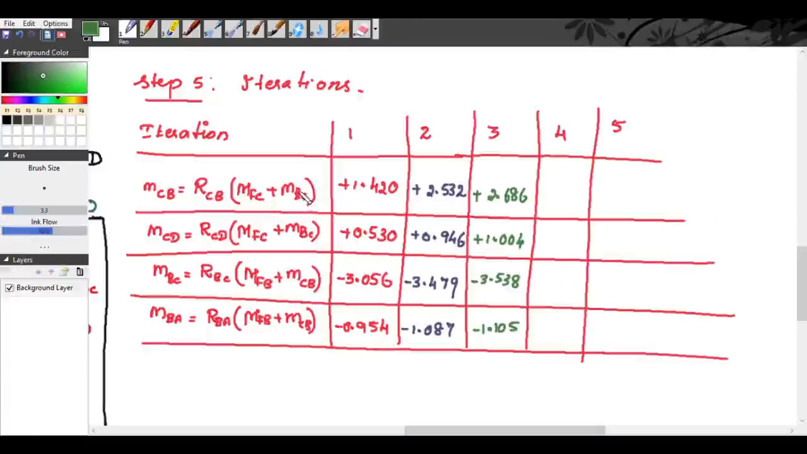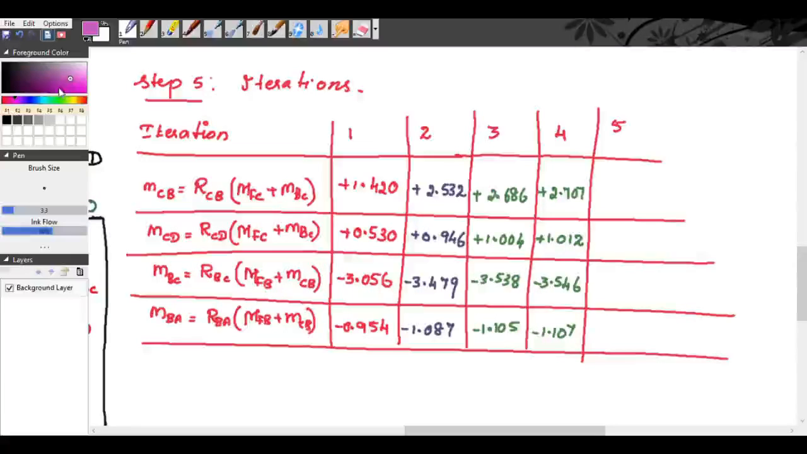Here for fourth iteration, for small MBC you have to use minus 3.538. It remains the same. For MBA, minus 1.105. Okay, so we get the value as minus 1.105. Now for these two cases, for MCB you have to use plus 2.707 and plus 1.012, so that you will get the value as minus 3.546, plus 2.707, minus 1.107, and 1.012. You can continue the same procedure.